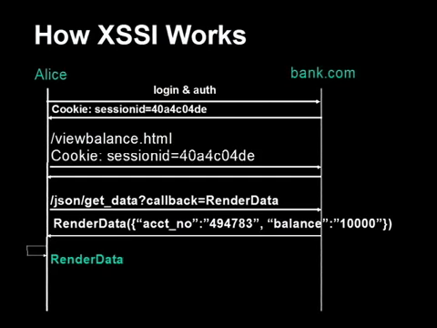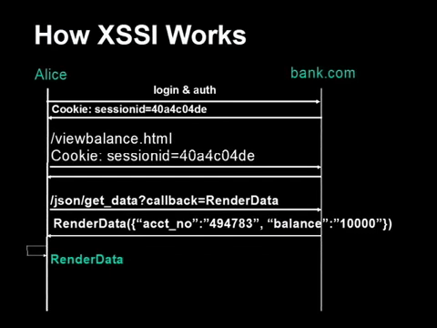And when Alice's browser gets that code back, it starts evaluating the JavaScript in it. So it goes ahead and makes the post request that was in the JavaScript. It passes the appropriate callback parameter. And so bank.com gets the request. Bank.com gets the cookie. This is Alice.